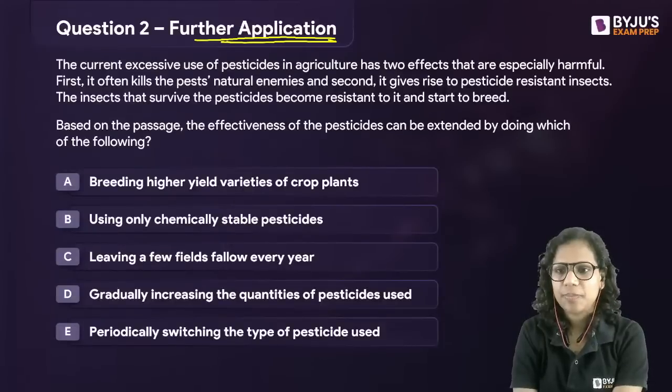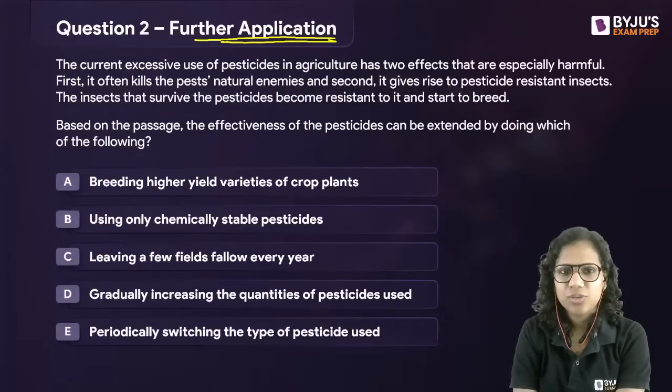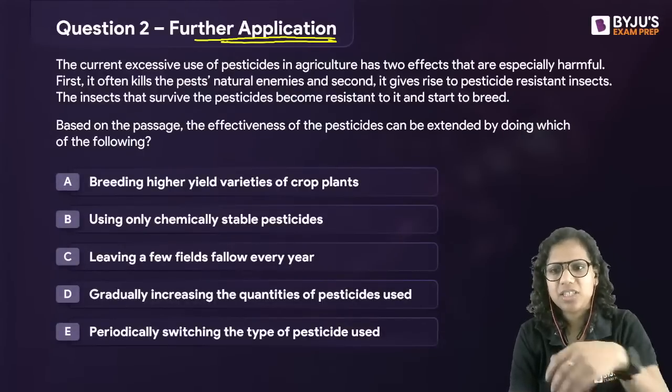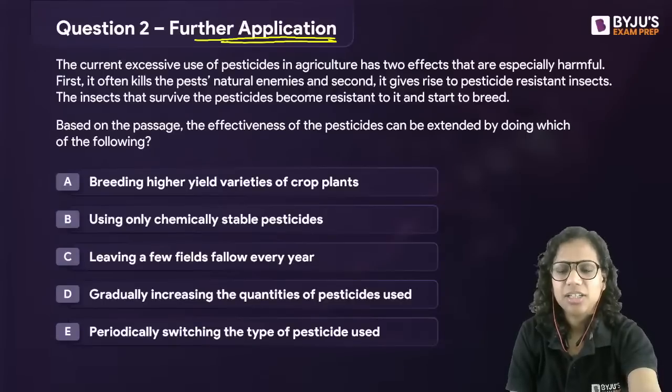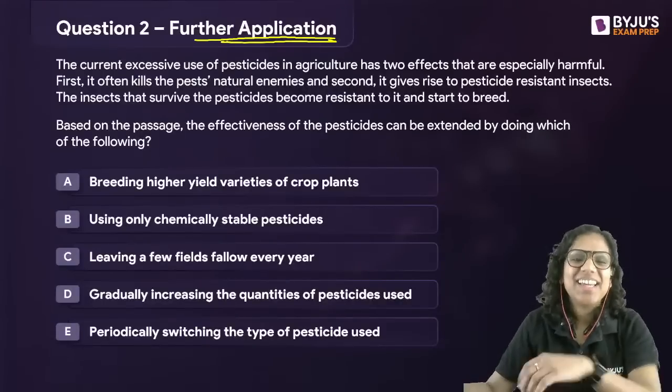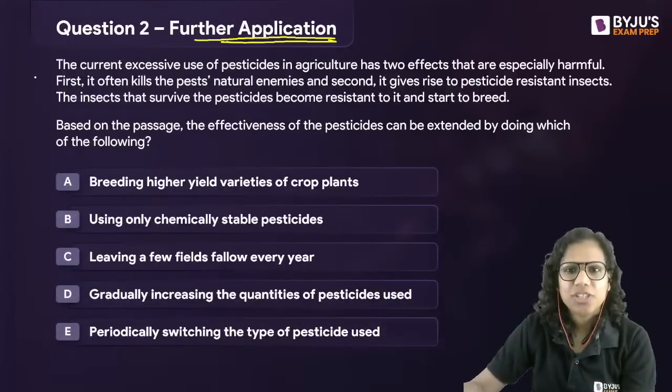Okay. A, B, E, all right. More of E's now. B, all right. Using only chemically stable pesticides. Okay, that's B. D also I've got one. All right, let's have a look at it. So a short question, yes.